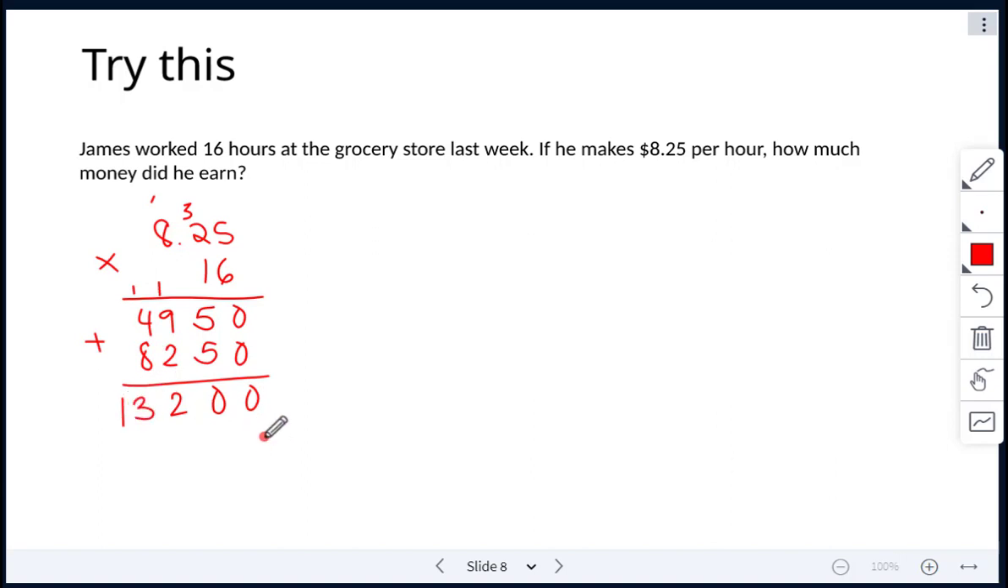Now, don't forget the decimal place, okay? He didn't make $13,200. We have to move our decimal place. So our decimal place is here, and then there's 2 decimal places there. Okay, so in total, there's just 2 places. So 1, 2, we put our decimal place right here. All right, so he made $132 that week.